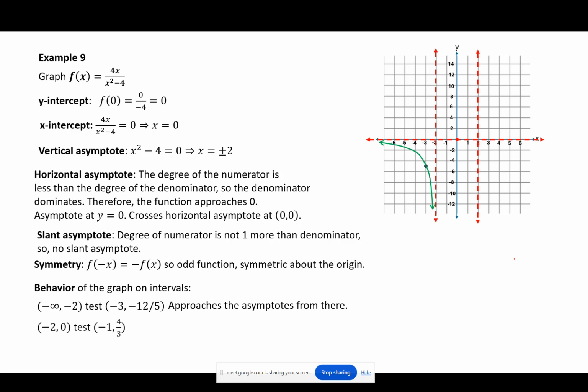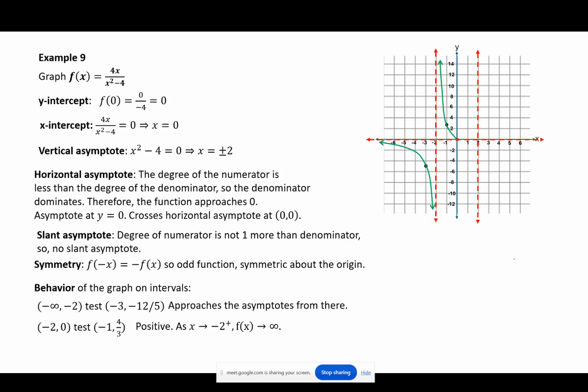So -2 to 0. I tested x equals -1. If you put x equals -1 into the function, you get -4 over -3, so that's 4/3. That is positive. So that's telling me that from -2 to 0, the function is positive. It is above the x-axis, and so it's going to look like that. It's going to approach that asymptote from the right side as x approaches -2 from the right side. The function is just going to approach infinity because it's positive the whole time and there's nothing else for it to do but approach the asymptote.